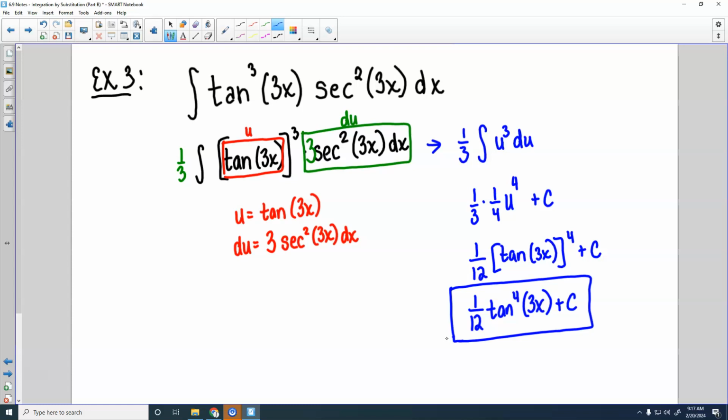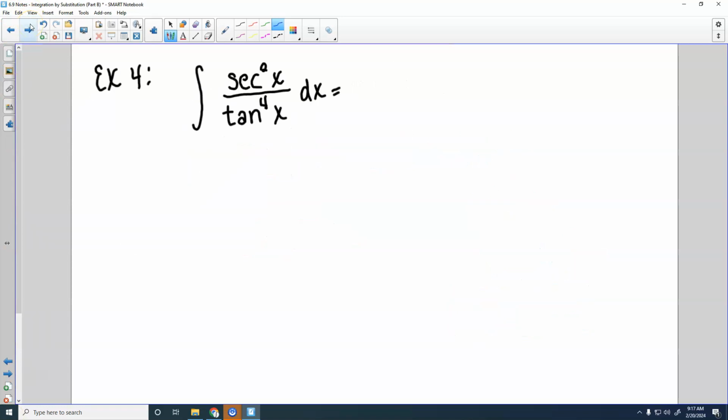Questions? All right, here's a new trick one. Let's do that. Let's write this as the integral of, and I'm going to write this way, tangent x to the -4 power times secant squared x dx.